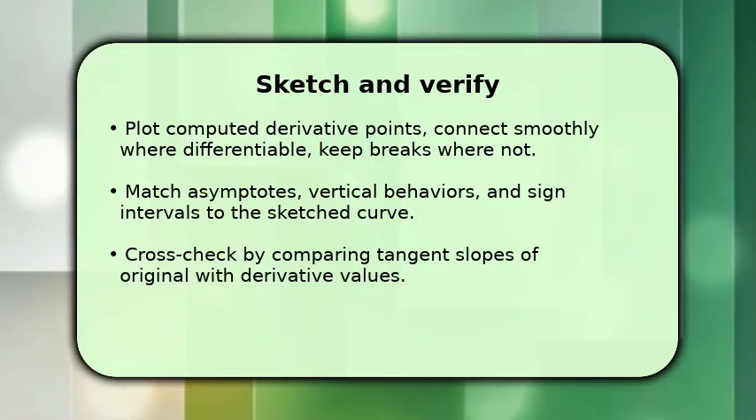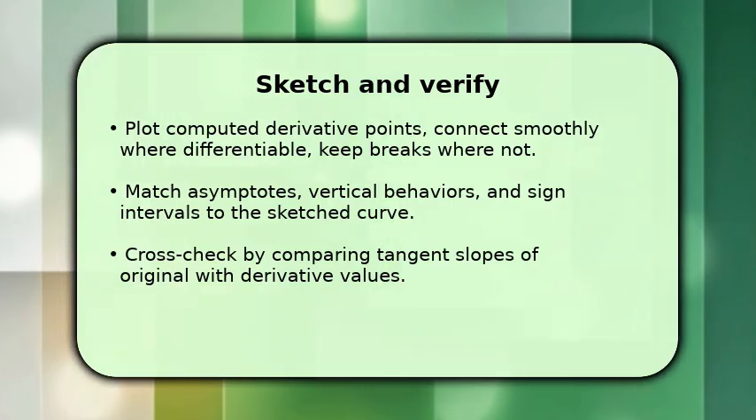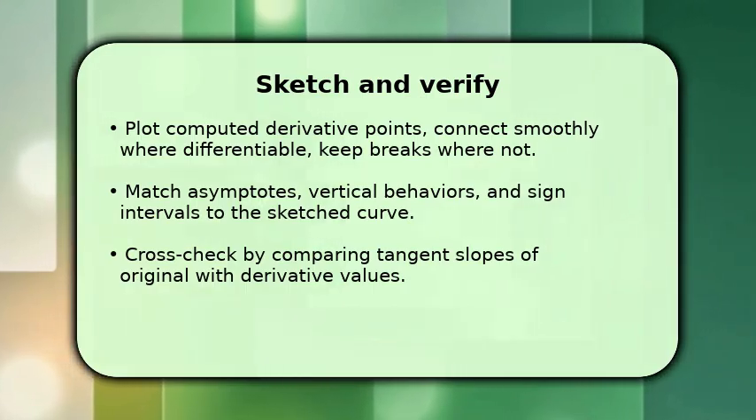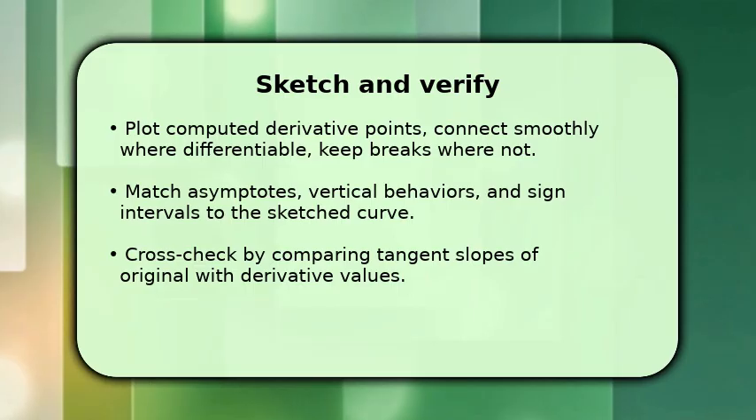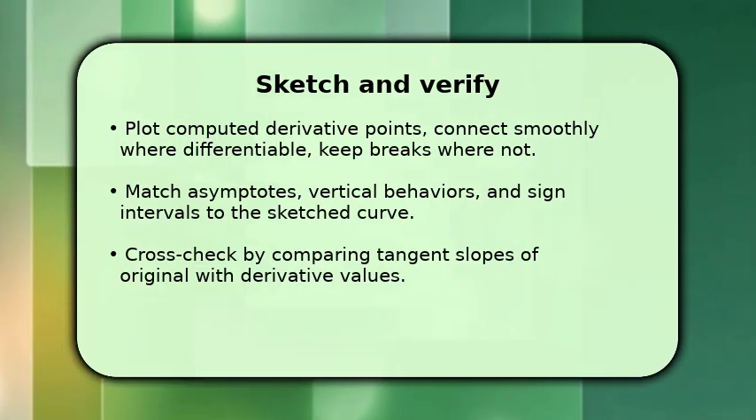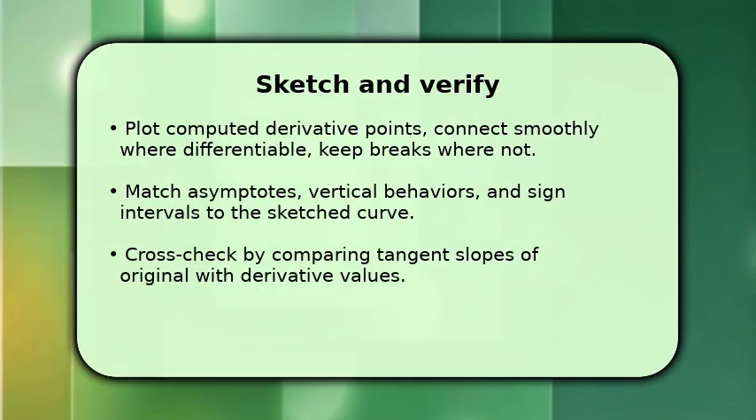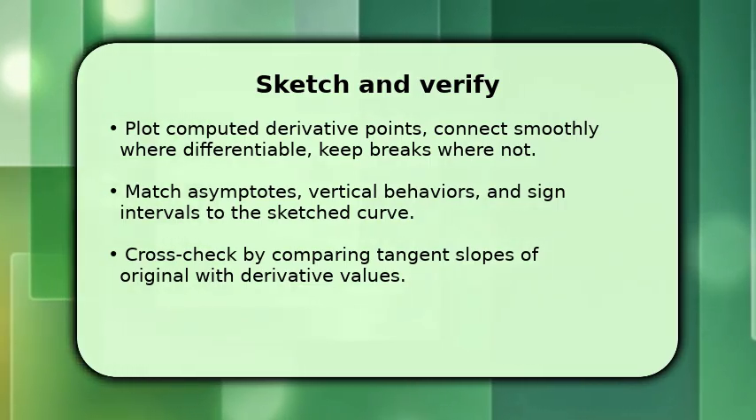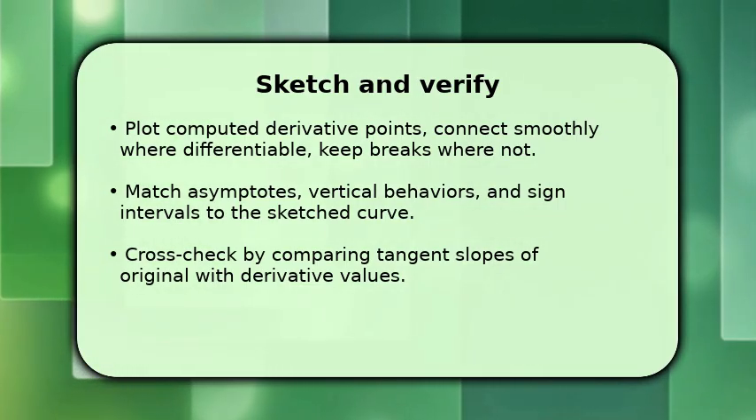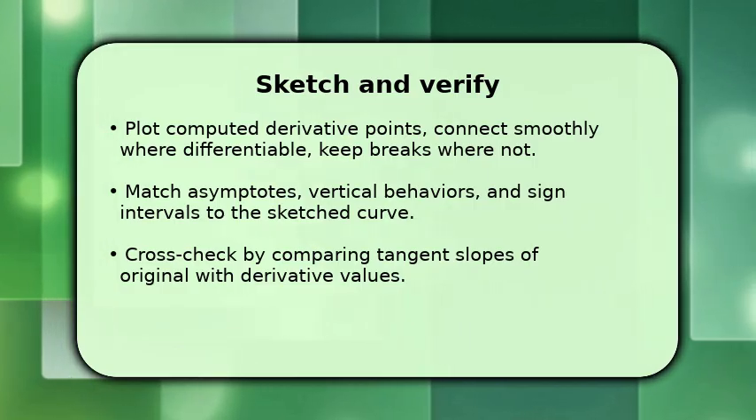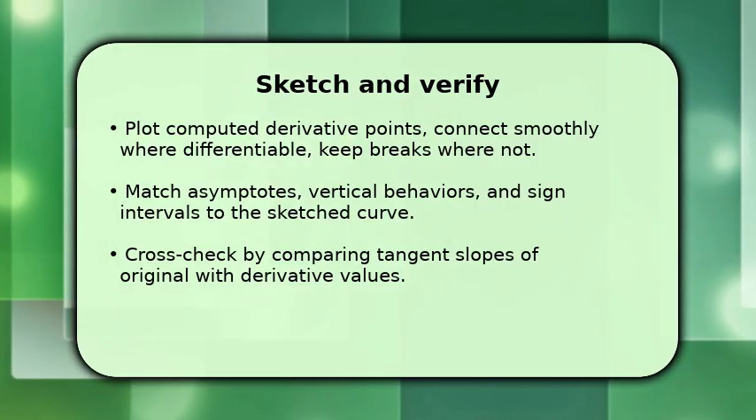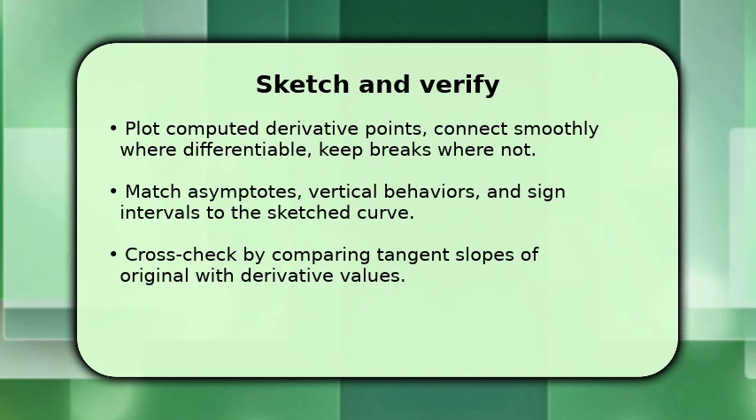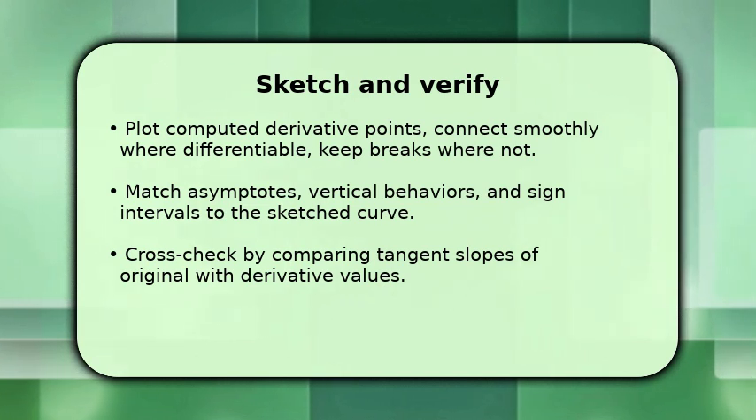Finally, plot the derivative points you computed and connect them with smooth arcs wherever differentiability holds, leaving gaps or jumps at non-differentiable x. As you draw, enforce asymptotic behavior and vertical blow-ups seen from the derivative formula. Align increases and decreases with the sign analysis. Make sure to verify by picking a few x and comparing your sketched derivative value to the slope of a tangent on the original function. Troubleshooting tip: if mismatch appears, recompute slopes at nearby x and refine your sampling density.